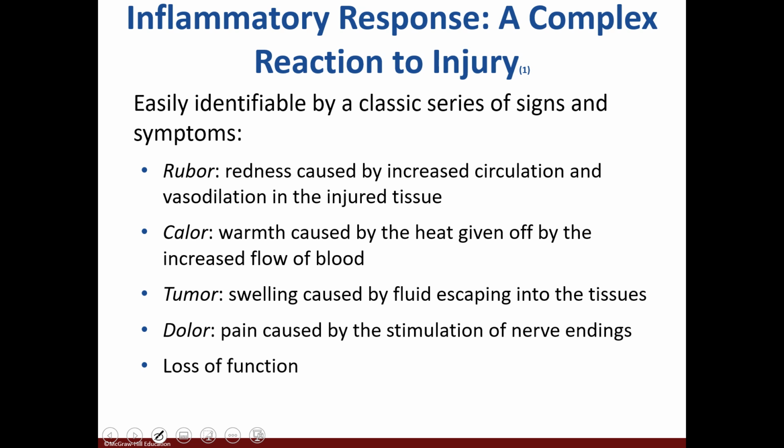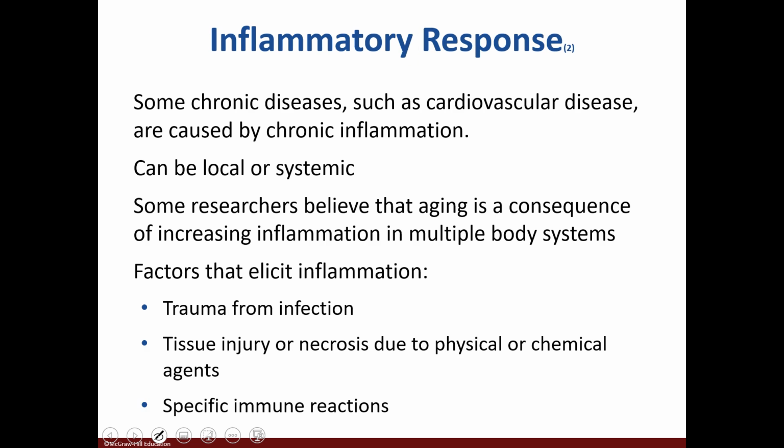Several signs and symptoms are indicative of inflammation. Rubor is redness and is caused by increased circulation and diameter of blood vessels. Calor is warmth, which is due to increased blood flow. Tumor is swelling, and dolor is pain, due to the excess fluid pushing on nerve endings. Occasionally, loss of function is seen. Some diseases like cardiovascular disease are caused by chronic inflammation. The inflammatory response can be either localized or systemic.